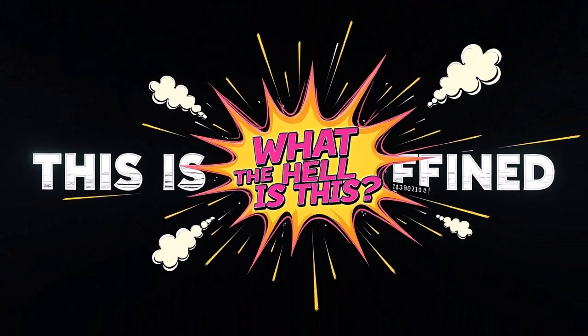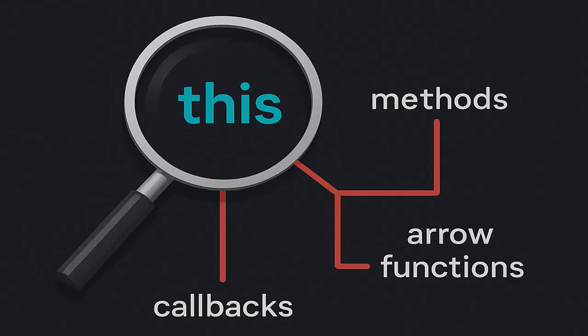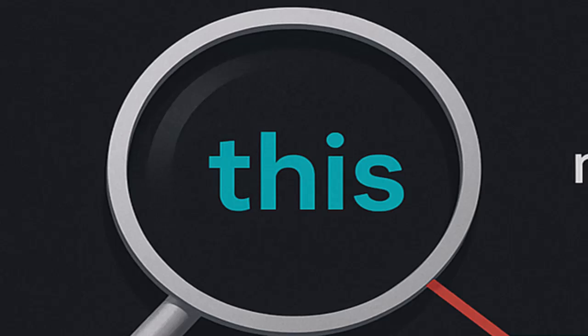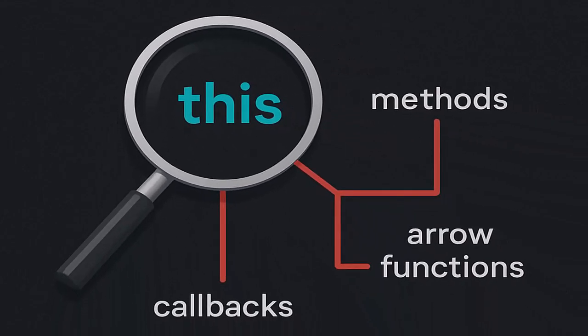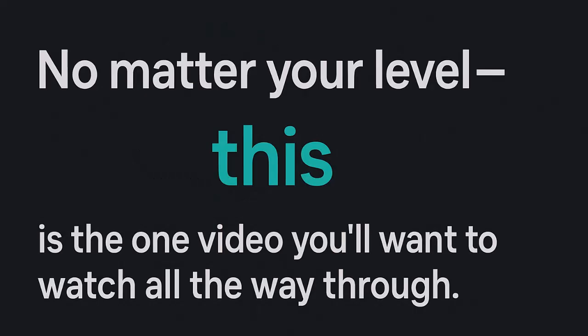In this video, we are finally going to solve the mystery of the this keyword once and for all in regular functions, methods, callbacks, arrow functions, and more. This is a special keyword in JavaScript that refers to the current context, but that context changes depending on how your code runs. No matter your level, if you want to finally understand how this works without confusion, this is the one video you'll want to watch all the way through.